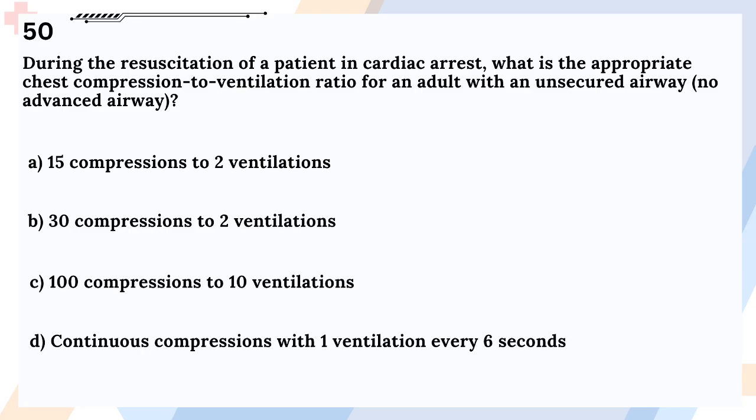Question 50. During the resuscitation of a patient in cardiac arrest, what is the appropriate chest compression to ventilation ratio for an adult with an unsecured airway, no advanced airway? A. 15 compressions to 2 ventilations. B. 30 compressions to 2 ventilations. C. 100 compressions to 10 ventilations. D. Continuous compressions with 1 ventilation every 6 seconds.